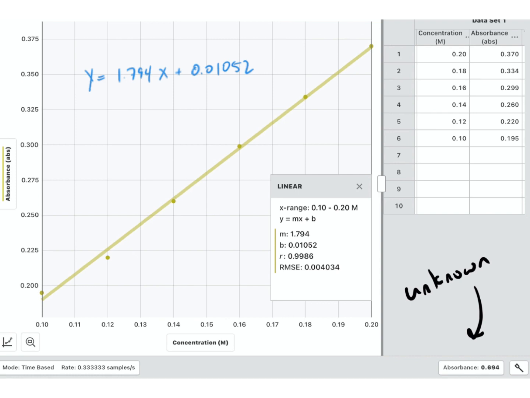0.01052. And now I can test an unknown concentration because I know the absorbance of my unknown is 0.694. So I plug that into y and I can solve for x. And if I solve for x, I get an answer of 0.381 molar, which is my concentration of the unknown solution. And I was able to do that all using Beer's law and a colorimeter.